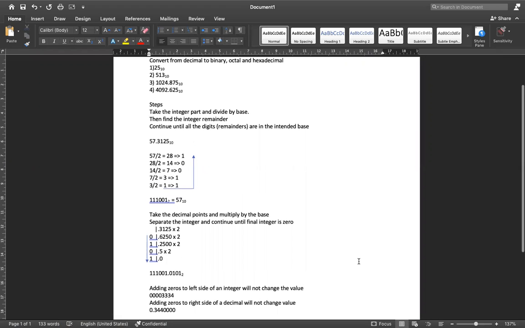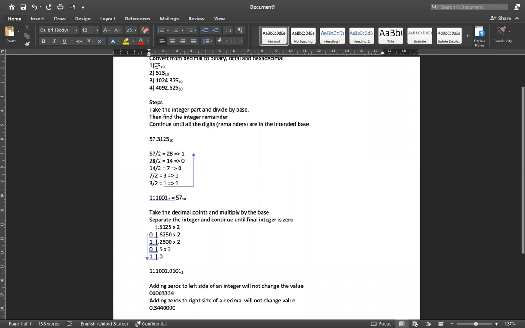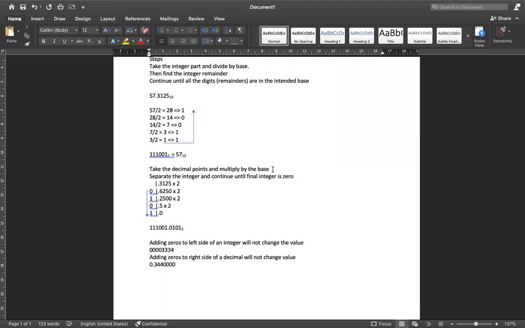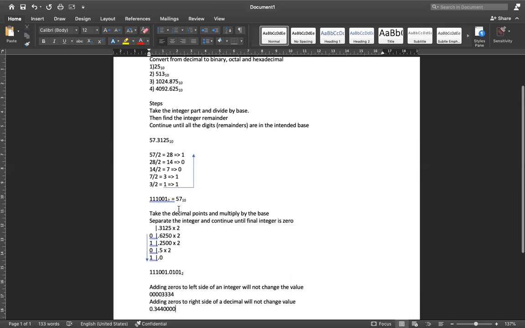At the same time, try to convert these numbers to binary, octal, and hexadecimal. If you are converting to octal, what is the mechanism? Divide by 8 and write the remainder. In the other way, if it is a decimal, you have to multiply by 8 and write the integer part. Same mechanism, okay?